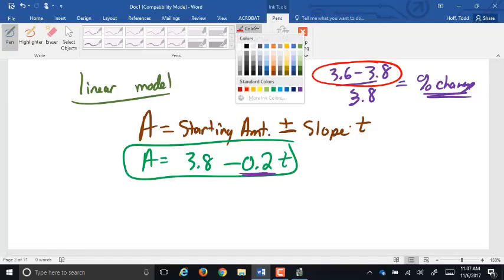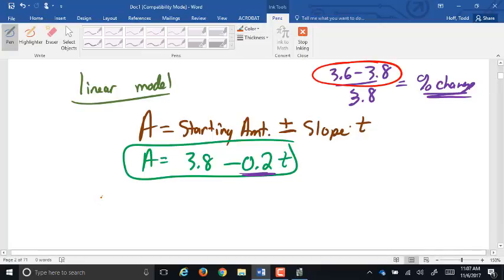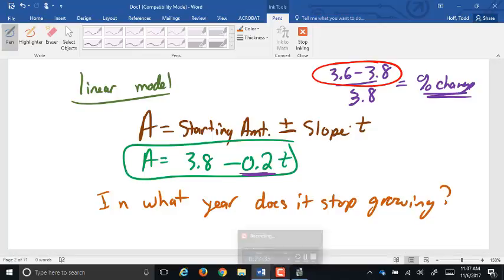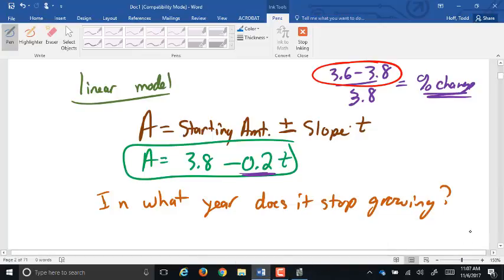So now that we have that model, in what year does it stop growing? So I'm going to give you guys a minute or so to figure that out.